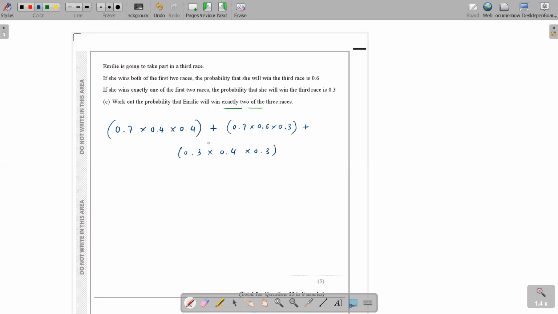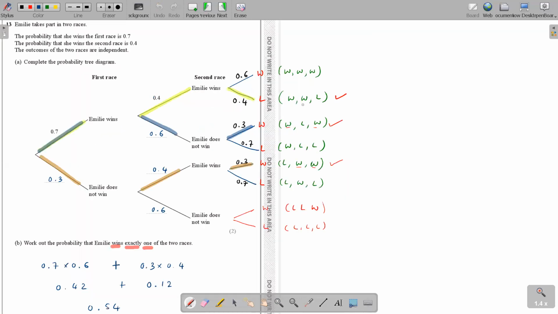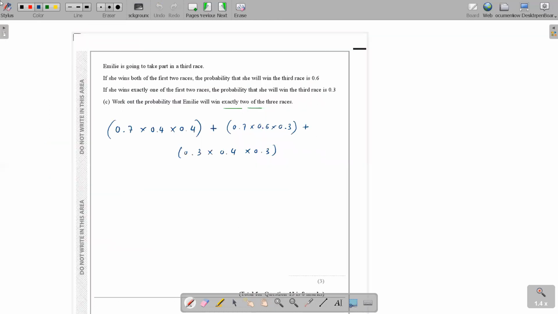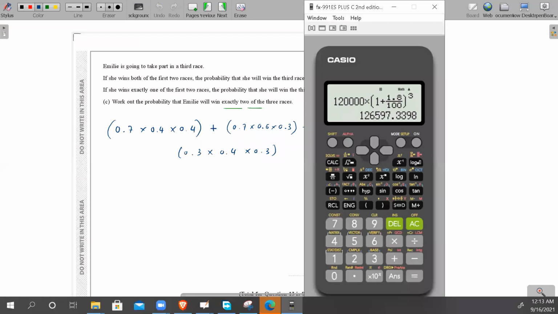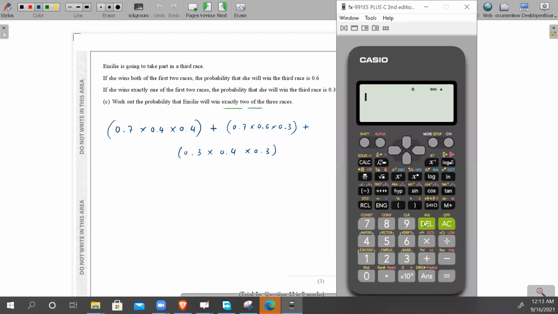Okay, so now it's a matter of, so that's it. We only have these 3 branches where you have 2 wins, right? So those are the only branches where you have 2 wins. So take the calculator, type the whole thing. We end up getting 0.7 into 0.4 into 0.4 plus 0.7 into 0.6 into 0.3 plus 0.3 into 0.4 into 0.3.